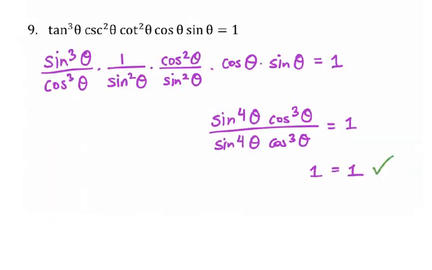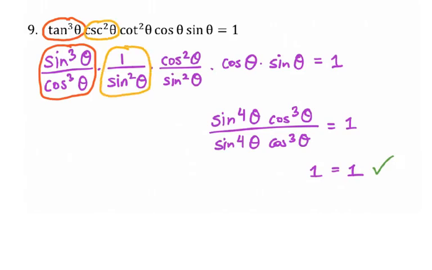9 is also verified, so this will feel similar. I'll just real quick go through the identities I chose to use. I rewrote tangent cubed as sine cubed over cosine cubed through a quotient identity. Then I rewrote cosecant squared theta as 1 over sine squared theta using a reciprocal identity. Then I rewrote cotangent squared as cosine squared over sine squared, and I left the cosine and sine the same.